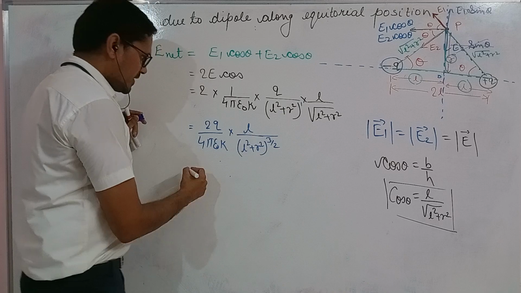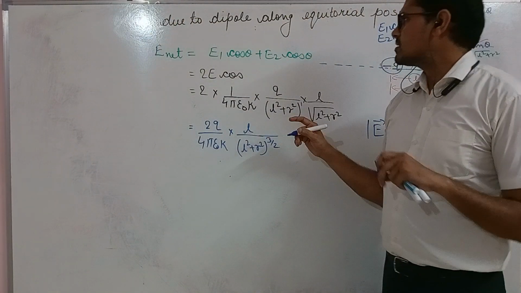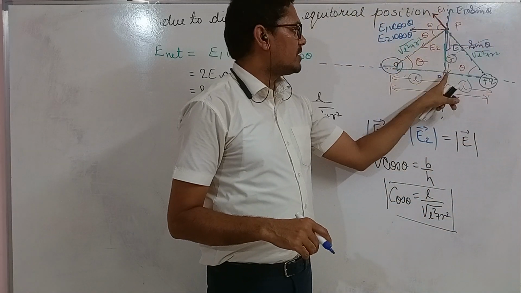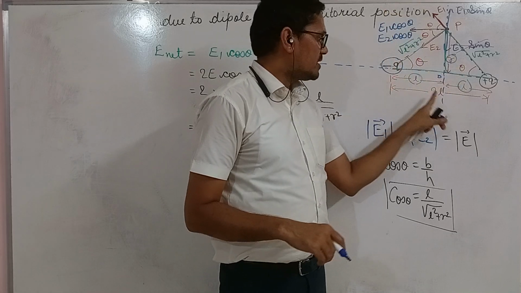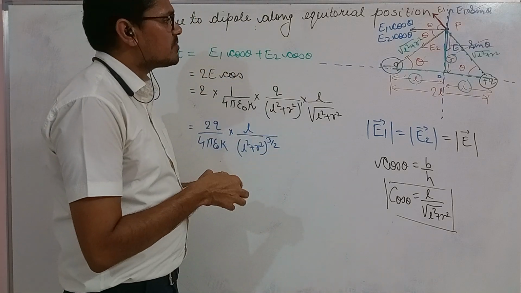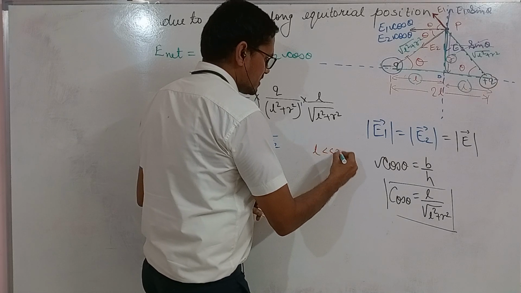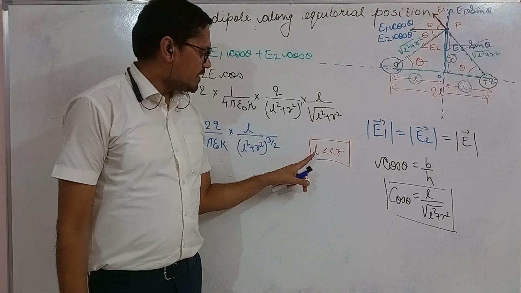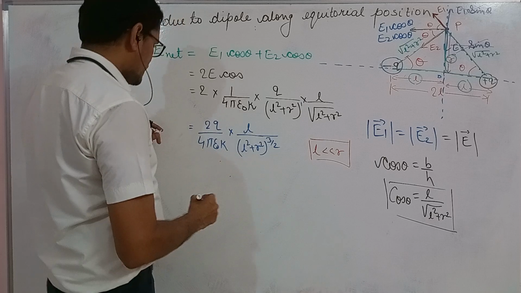Fine. Let's simplify this. Again we are making the same assumption. We are assuming that the distance between the point P and the origin is much larger than the distance between the charged particle and the origin. It means we are assuming that L is much smaller than R. If we are assuming this, it means the square of L would be much smaller, so we can ignore this value.